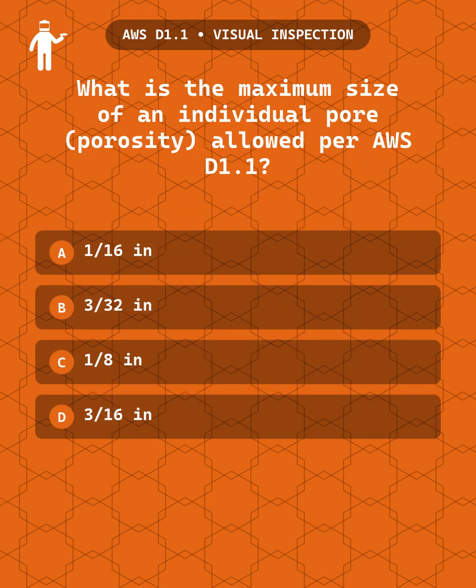Question 3. What is the maximum size of an individual pore allowed per AWS D1.1? Is it A, 1/16 inch, B, 3/32 inch, C, 1/8 inch, or D, 3/16 inch?